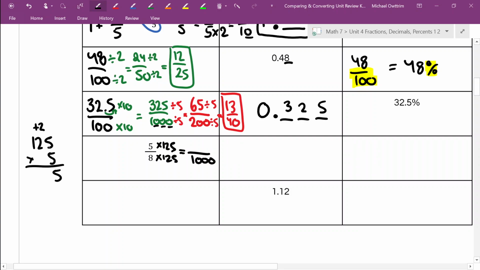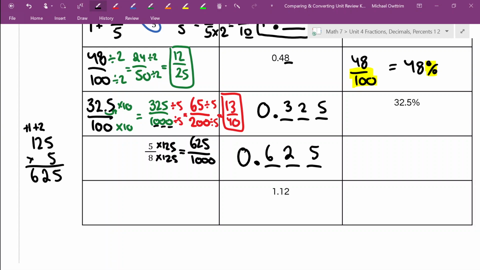5 times 5 is 25, or 5 carry 2. 5 times 2 is 10, plus 2 is 12, carry 1. 5 times 1 is 5, plus 1 is 6. 625 on the top. Since we're at 1,000 on the bottom, we'll have 3 places after the dot. 5, 2, 6 filled in from right to left, sorry.